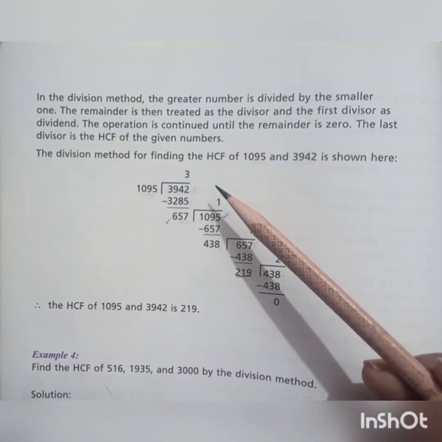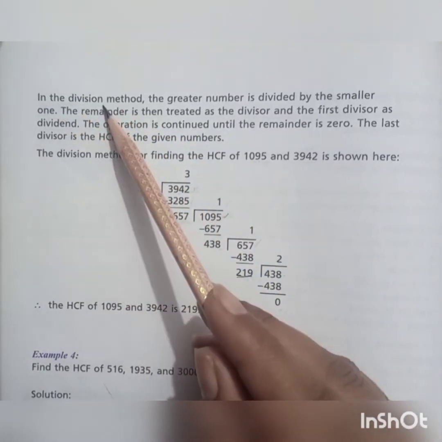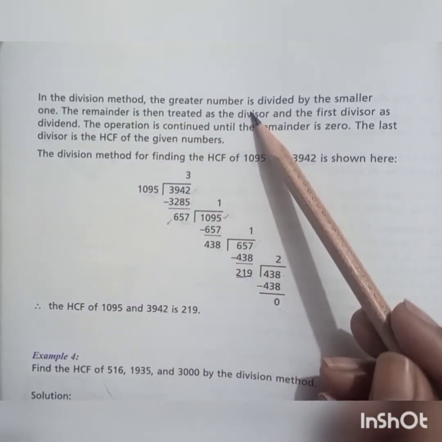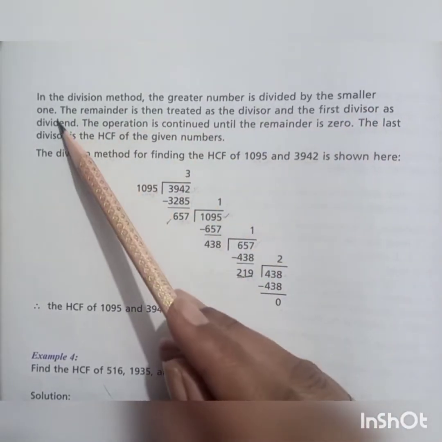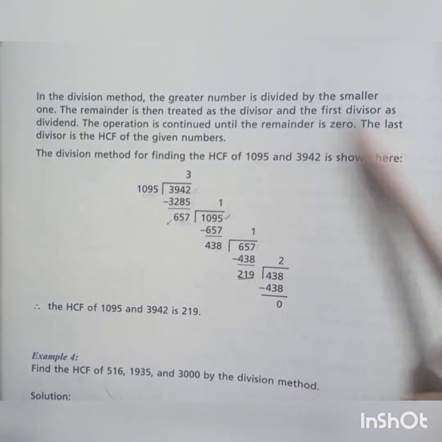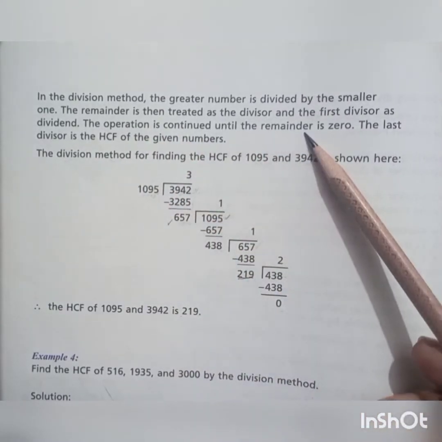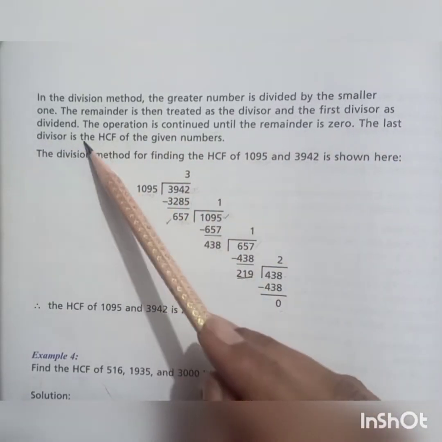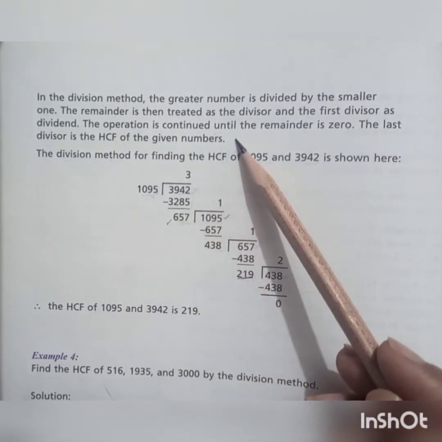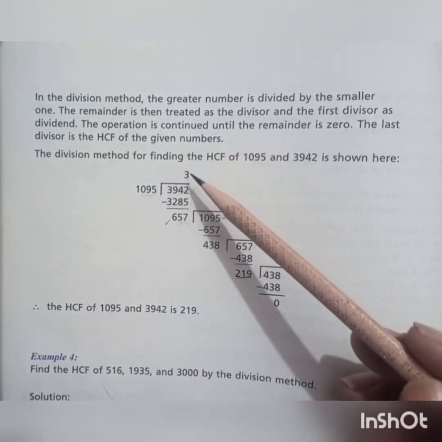Students, let's see how the HCF can be found by the division method. In the division method, the greater number is divided by the smaller one. The remainder is then treated as the divisor and the first divisor as the dividend. The operation is continued until the remainder is 0. The last divisor is the HCF of the given numbers. Let's understand all these steps by an example.